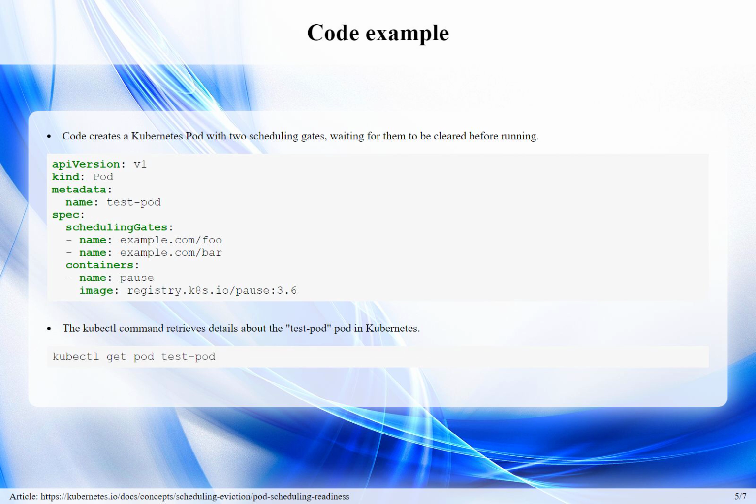The code, kubectl get pod test-pod, is used to retrieve information about the pod named test-pod from the Kubernetes cluster. This command helps to check the current status and details of the specified pod, such as whether it is in a running state or if there are any scheduling gates present.